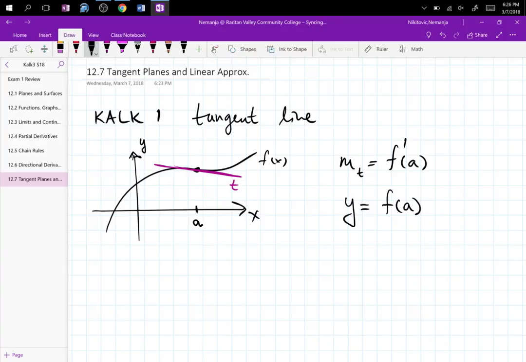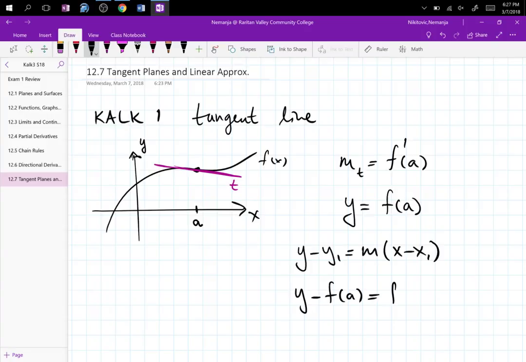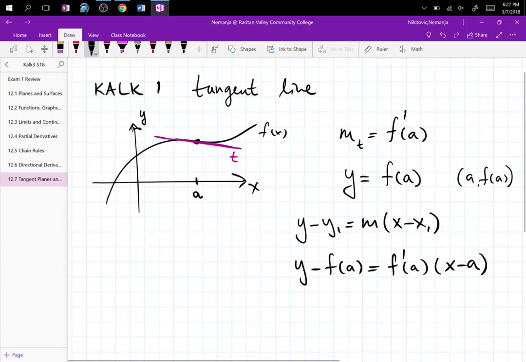And then we can use the point-slope formula, so y minus y1 is equal to m times x minus x1, right? And have y minus, well, in this case f of A, is equal to f prime of A times x minus A, because my x1, y1 is A, f of A. That's the point at which we are computing.